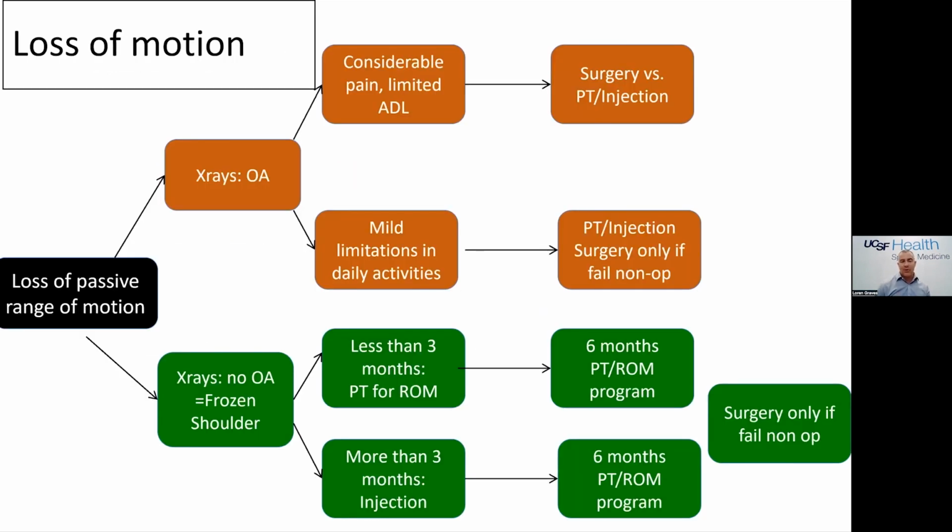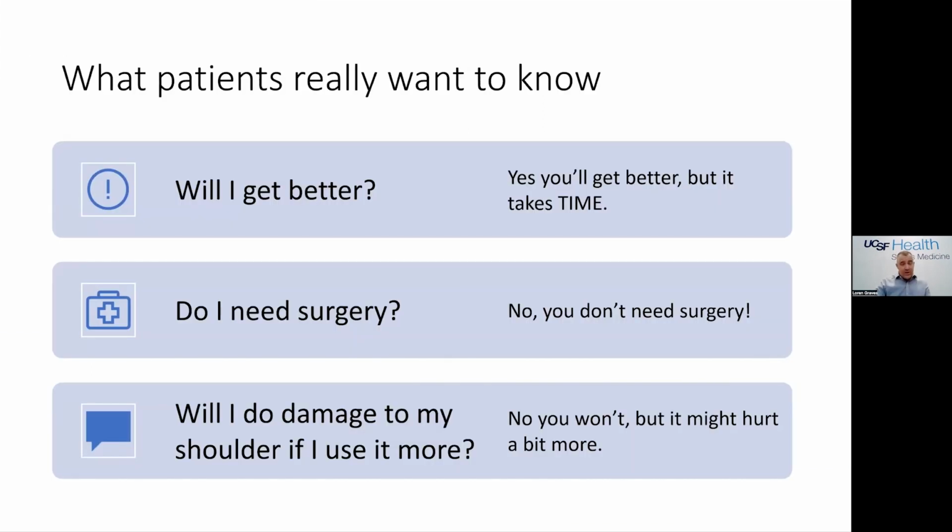So my protocol for loss of range of motion is get x-rays, and we'll talk about that in a second. Depending on what the x-rays show is really going to guide treatment. If they don't show any arthritis, then by definition that loss of passive range of motion is frozen shoulder, and this is my treatment protocol for this. So what do patients really want to know with frozen shoulder?